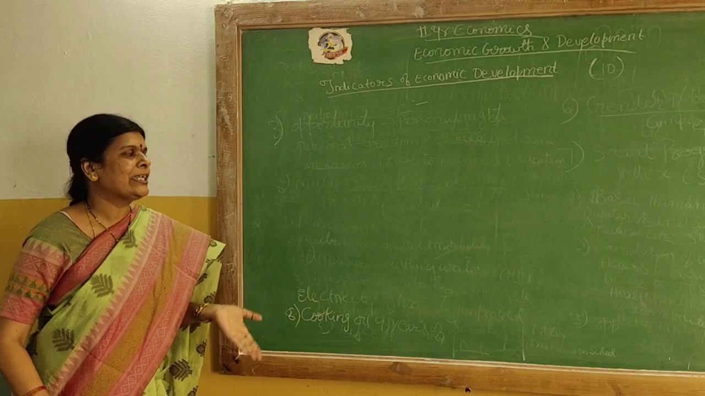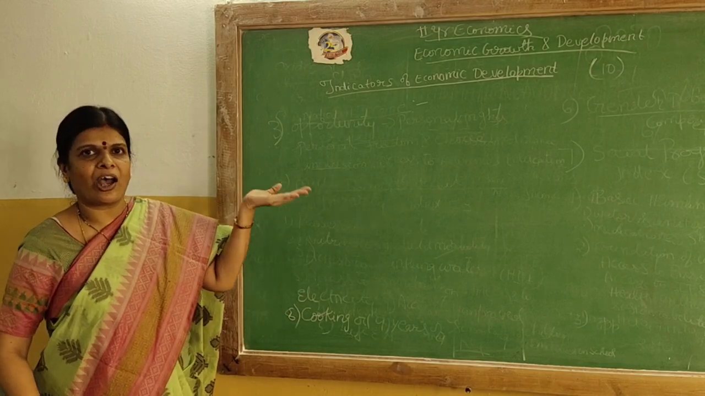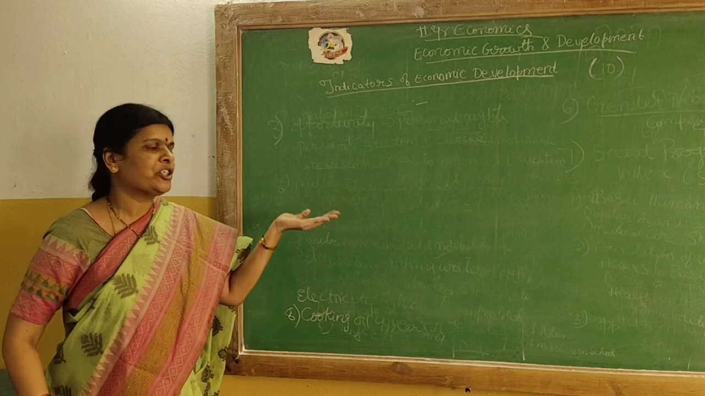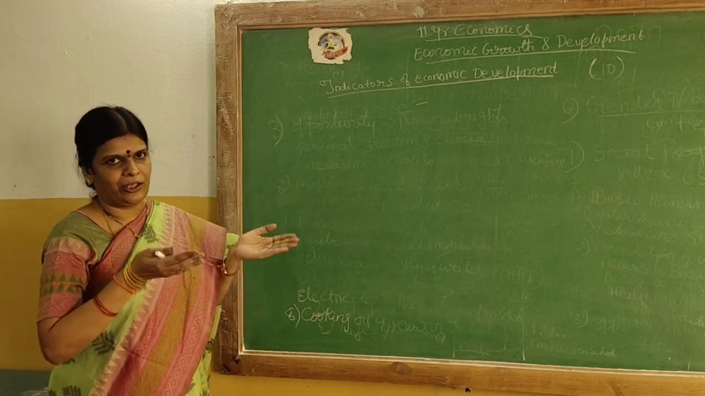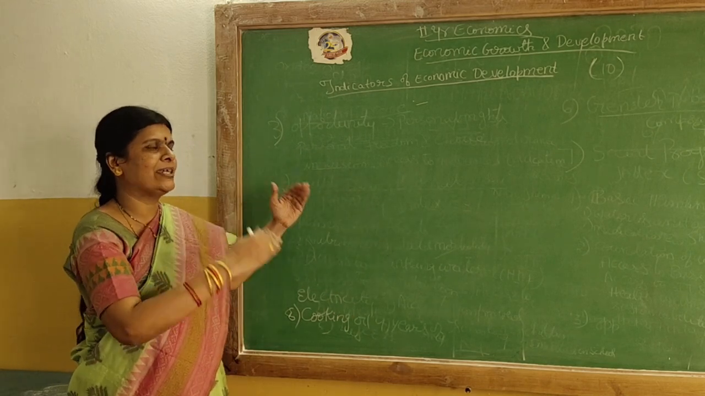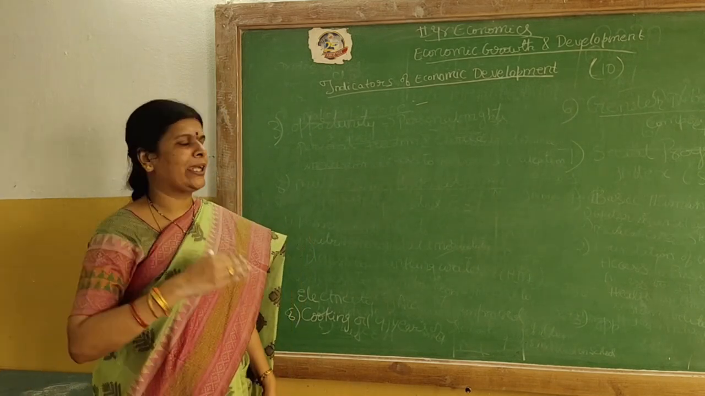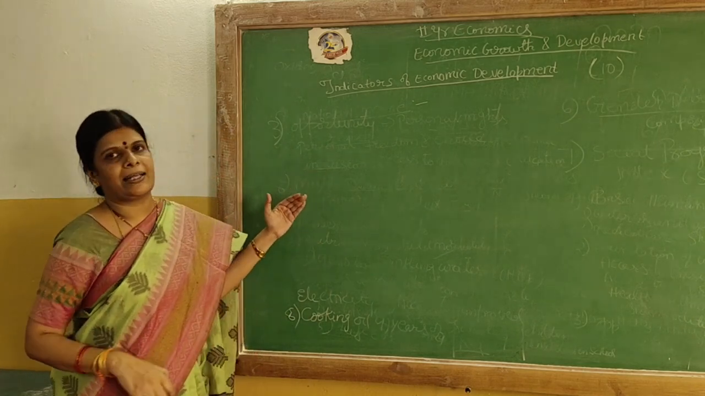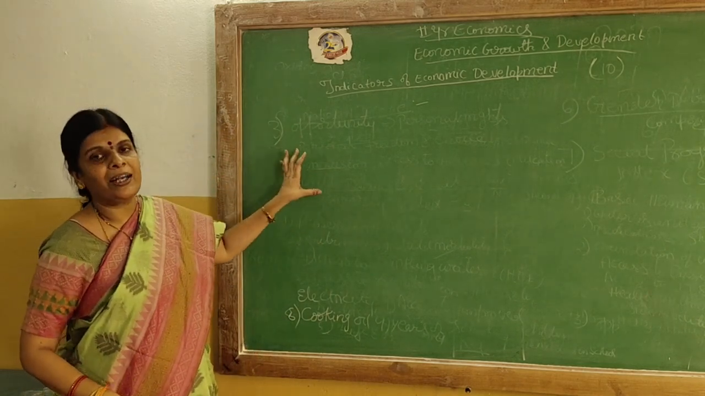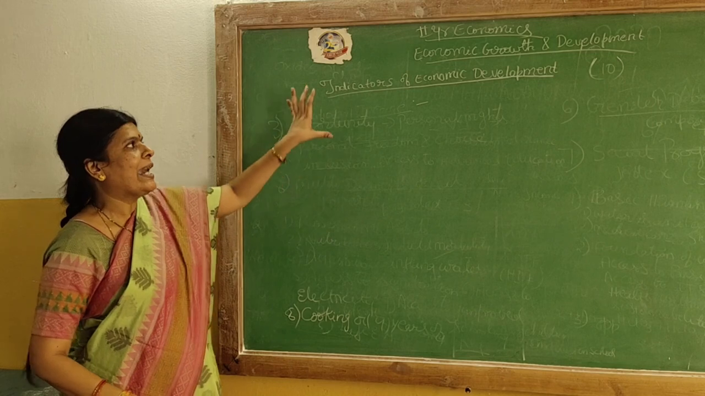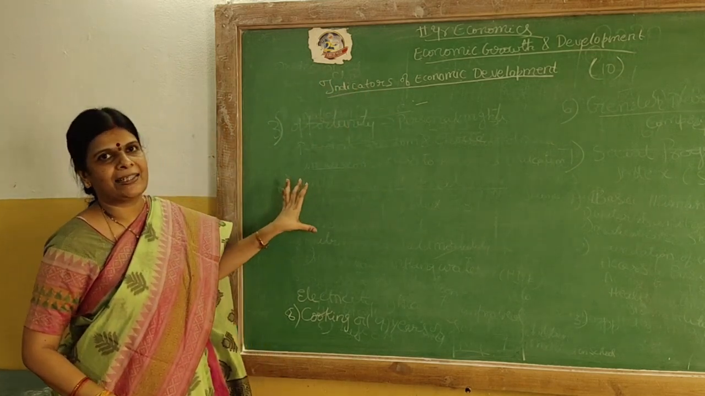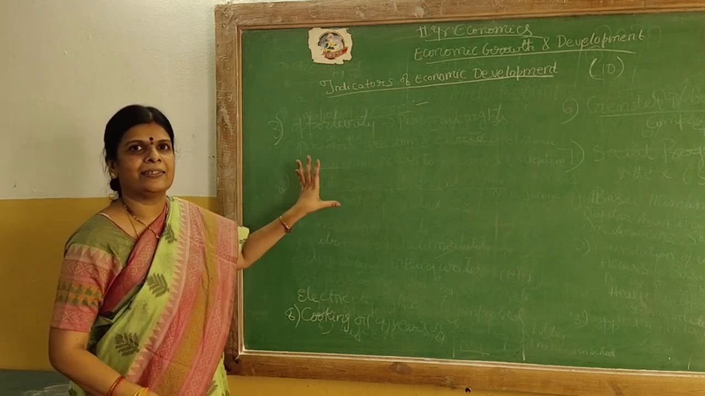Last one is the conditions of backward people, scheduled castes and scheduled tribes. Social justice can be achieved only with the development of backward classes, scheduled castes and scheduled tribes. This is for social justice. Economic development can be well achieved by this social justice.